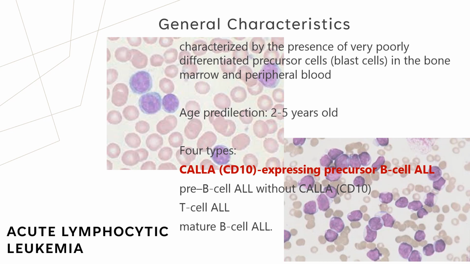So if we provide ALL, what is the most common translocation found in ALLs of B cell origin? So the translocation 12;21, and P13 long arm 22. So this is the most common translocation found in ALL of B cell origin.